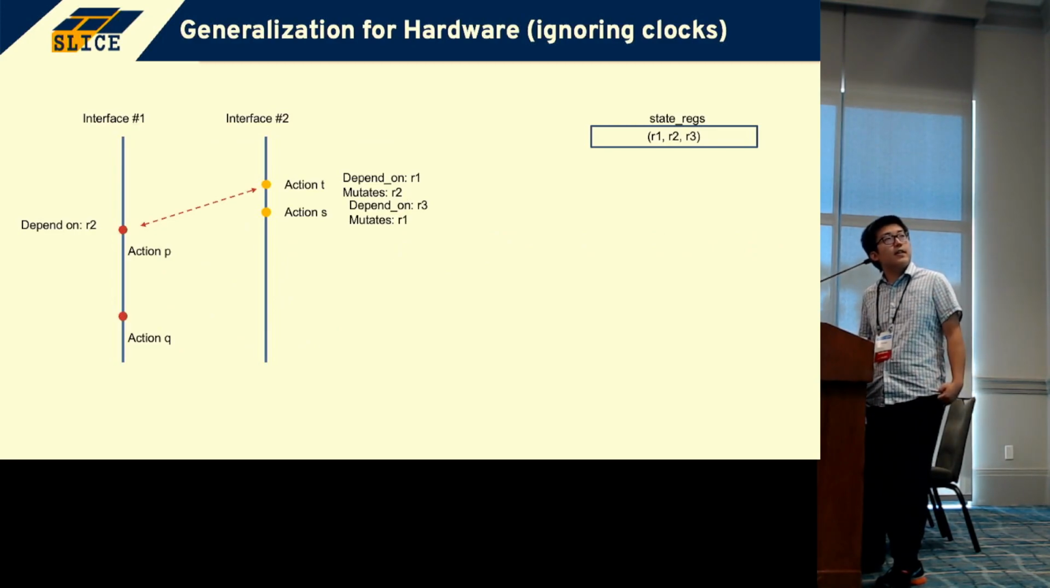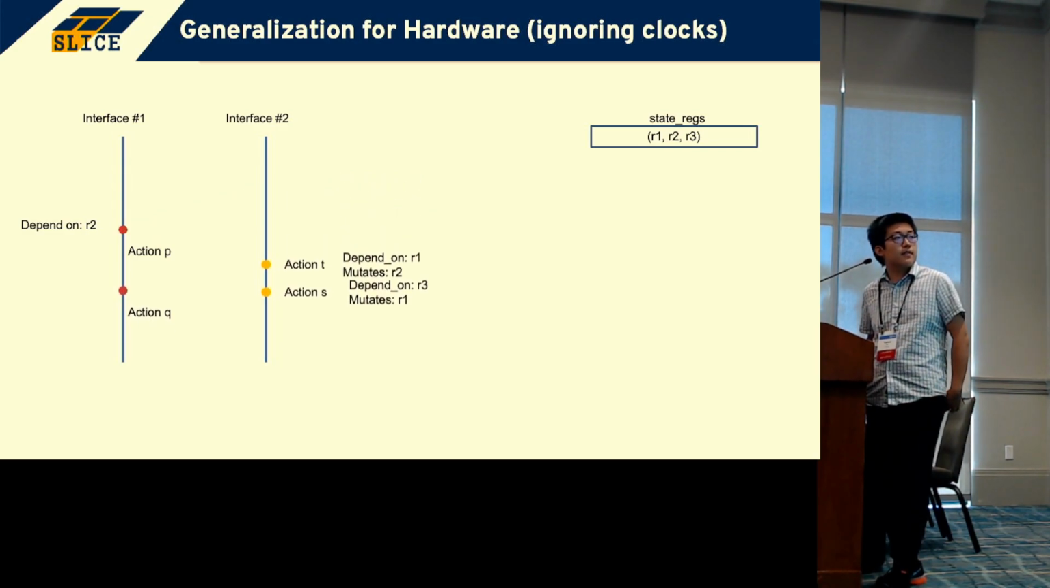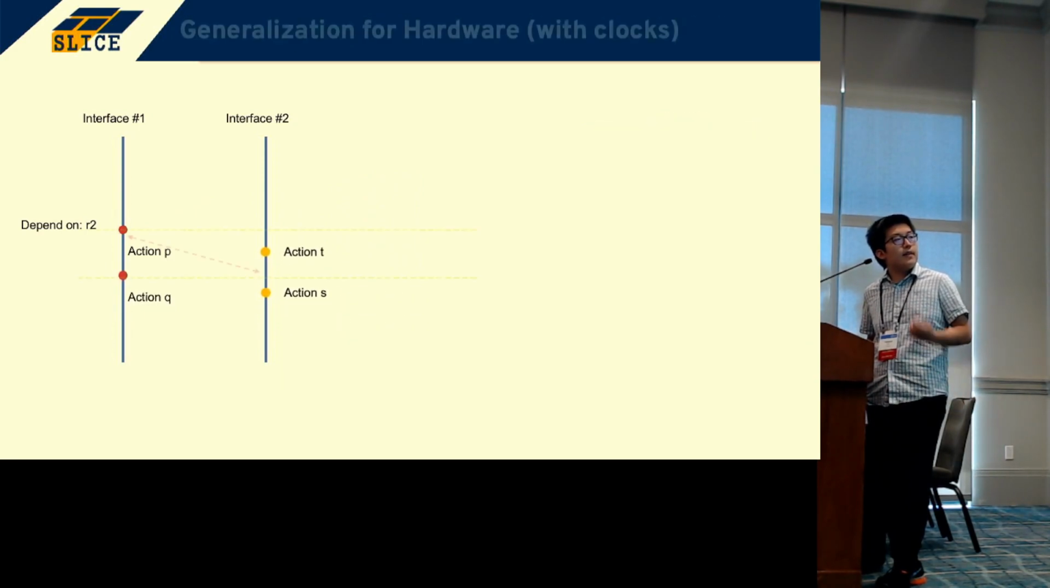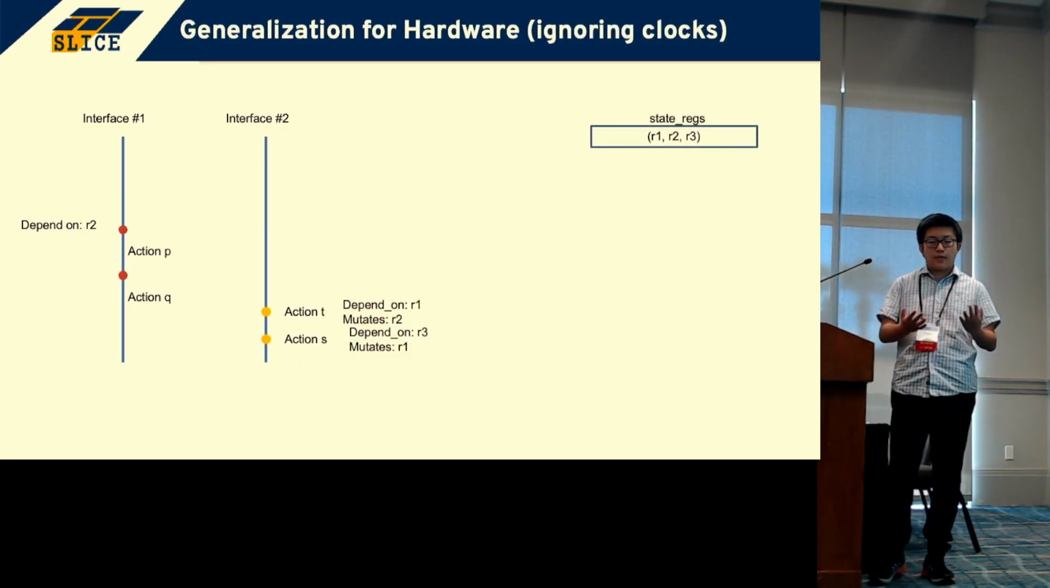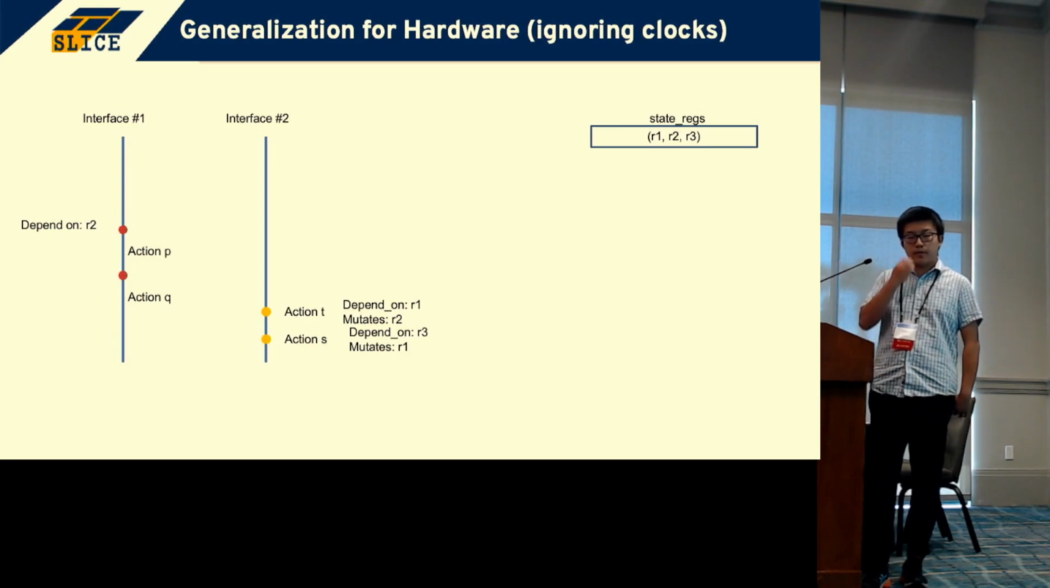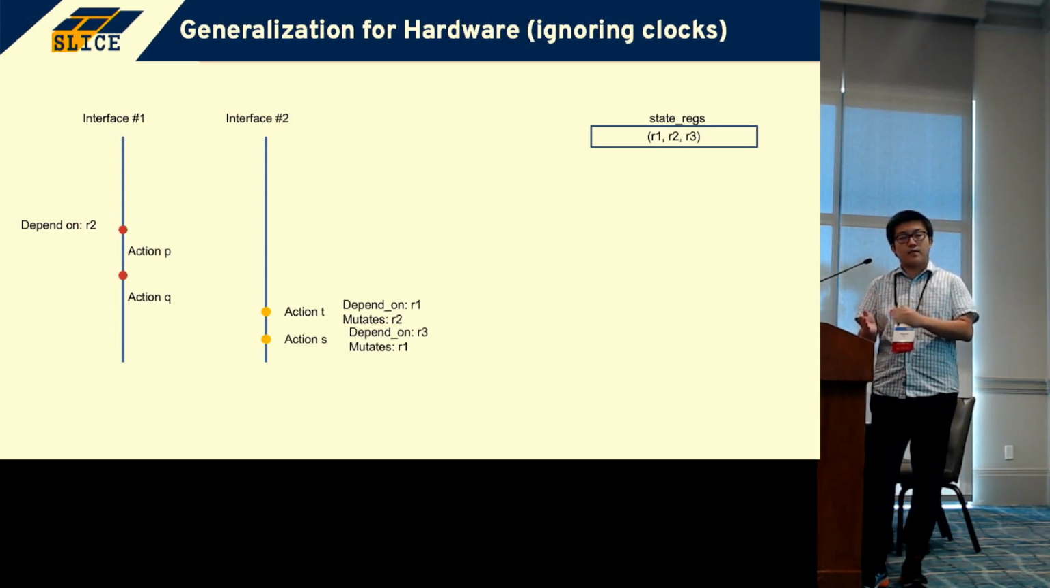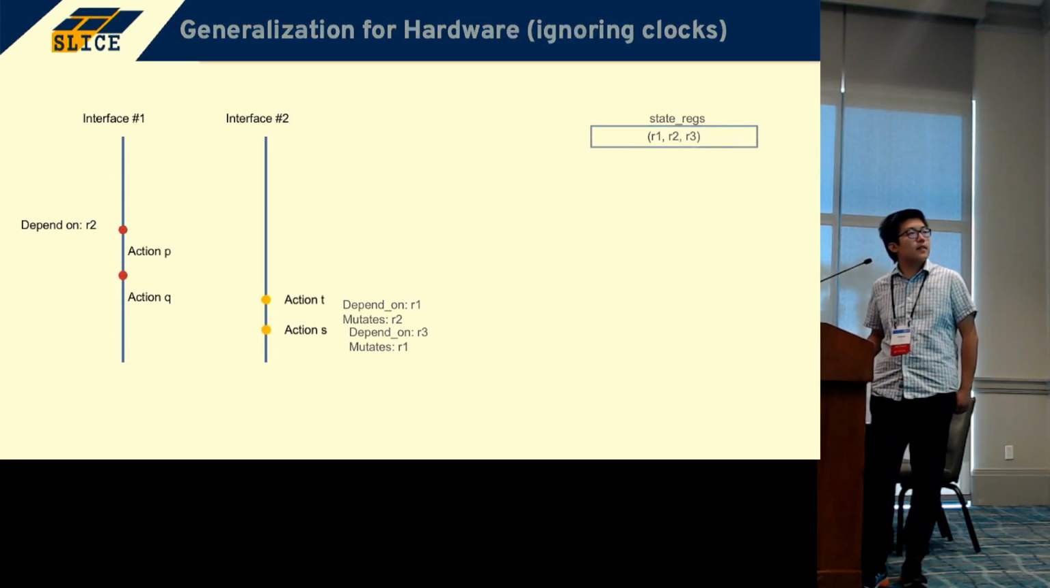So here we first generalize this for hardware, ignoring clocks. We can view each action on an interface as depending on some states for it to happen, and it will mutate some other state after the transaction successfully happens. The insight here is the same as with software: you don't reorder transactions that conflict with each other, that is, one that doesn't read the element the other modifies.